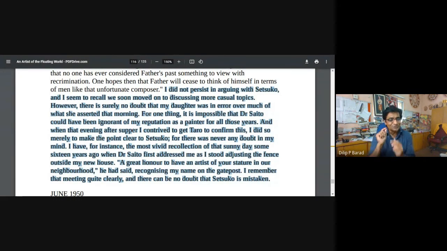And Dr. Saito, I remember what he said. He said, "A great honor to have an artist of your stature in our neighborhood," he had said, recognizing my name on the gatepost. I remember the meeting quite clearly. There can be no doubt that Setsuko is mistaken.